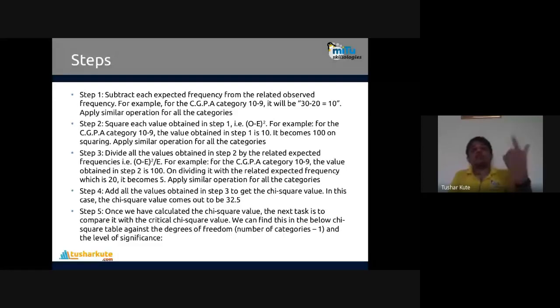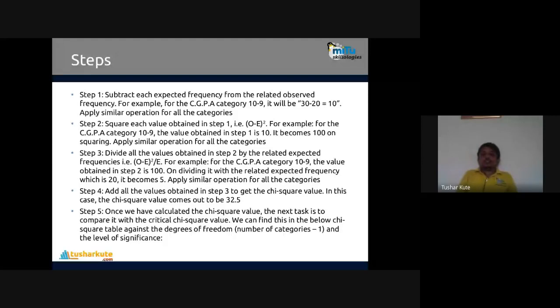Step number 4 now. Add all values, that's summation. Add all the values obtained in step number 3 to get the chi-square value. In this case, the chi-square value comes out to be 32.5. All the summation, you're done. So the value will become 32.5.